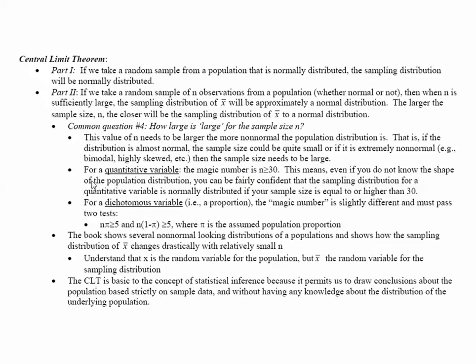So, for a quantitative variable, the magic number is n needs to be greater than 30. This is quite important. This n needs to be greater than 30, and that will just be a rule of thumb that we'll use in this class.